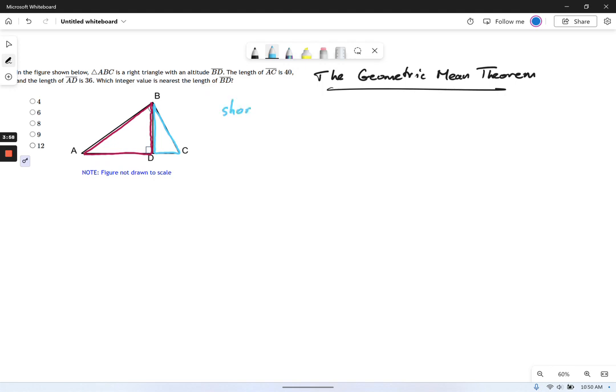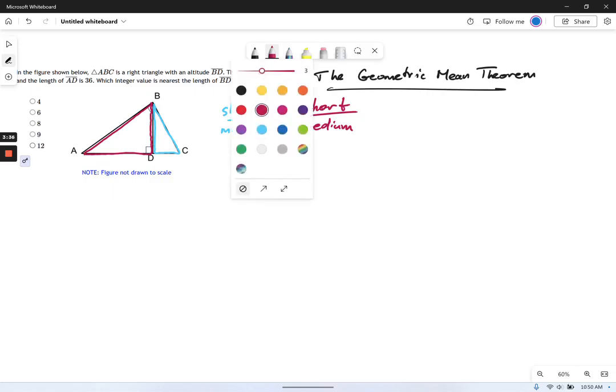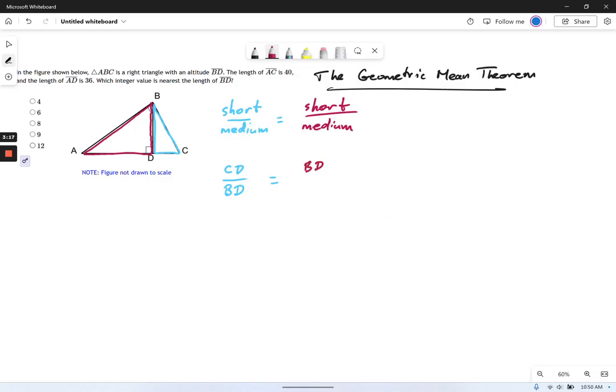I could say the short side of the blue triangle divided by the medium side of the blue triangle is equal to the short side of the red triangle divided by the medium side of the red triangle. And now if I put some actual numbers and letters on this, what does it mean? Well, the short side of this thing is CD, and the medium side is BD if we're looking at the blue triangle. And that's equal to, if we go over to the red triangle, the short side of the red triangle is BD. And the medium side of the red triangle is AD.